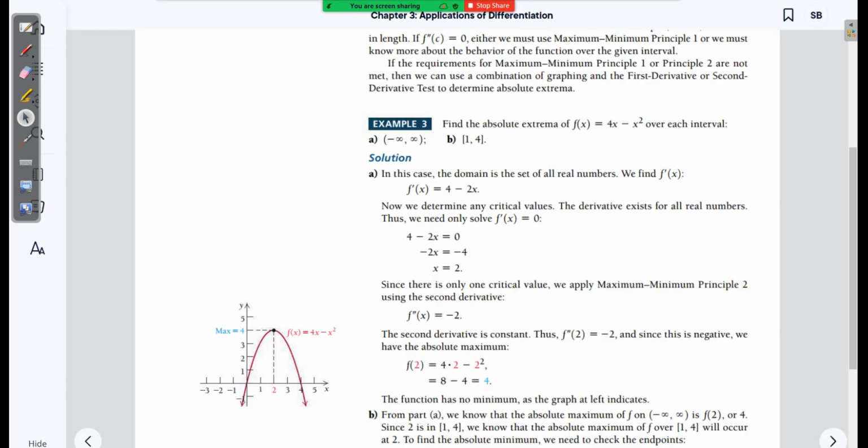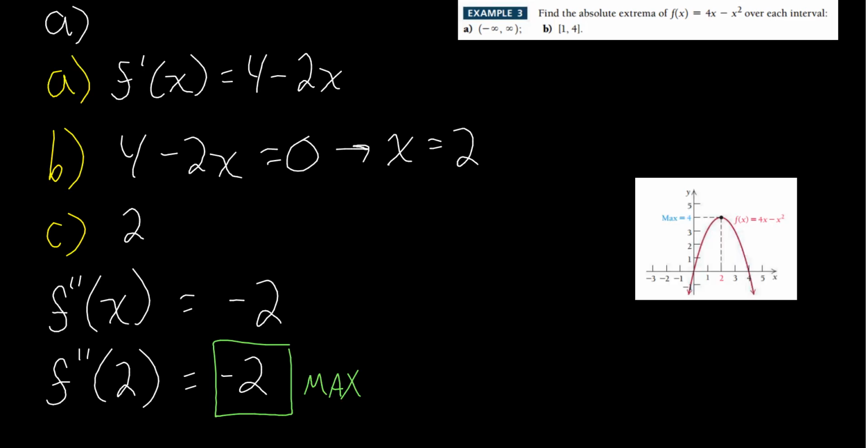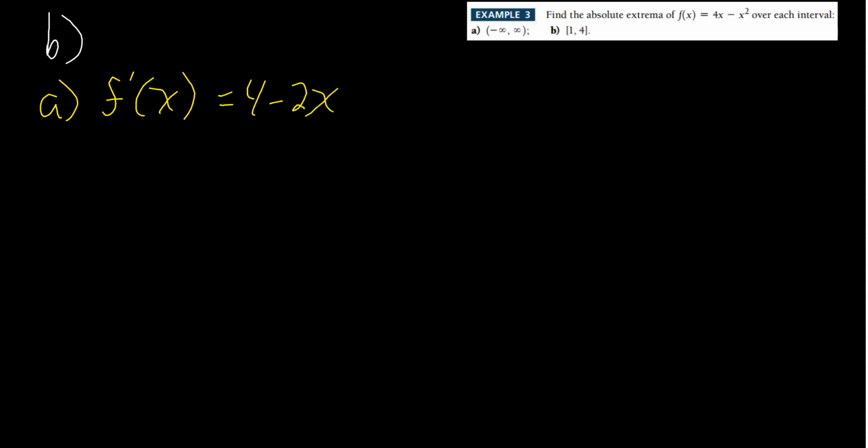Okay, so let's do this again. Let's just not clip it. Let's just do this. All right. So now we're going to work on b. The first step, what we did again was we got the derivative. So f prime of x was equal to 4 minus 2x. And then for b, we equated it to equal 0.